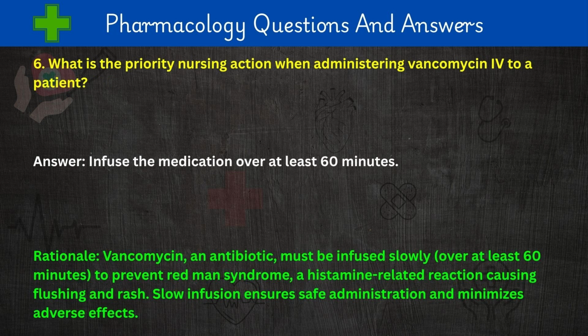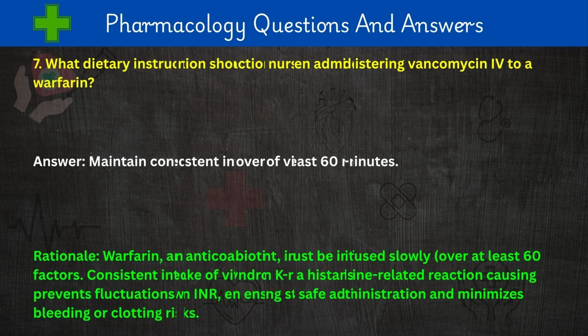6. What is the priority nursing action when administering vancomycin to a patient? Answer. Infuse the medication over at least 60 minutes. Rationale. Vancomycin, an antibiotic, must be infused slowly, over at least 60 minutes, to prevent red man syndrome, a histamine-related reaction causing flushing and rash. Slow infusion ensures safe administration and minimizes adverse effects.